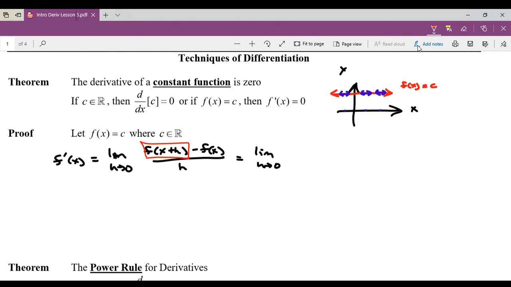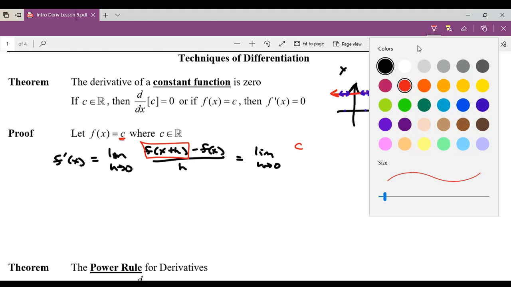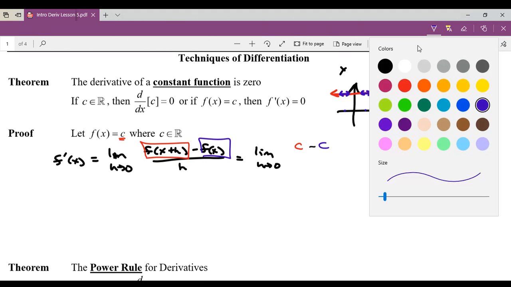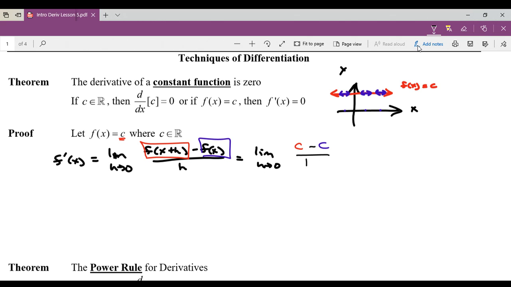Well, there is no x. The function is a constant. That means f of 1 is that constant. f of 2 is that constant. f of the milkman is that constant. f of anything is that constant. So f of x plus h, that's just going to be c. Okay? And then we got minus. And now I have to do f of x. So f of x, well, that's also c. All right, and then all over h.